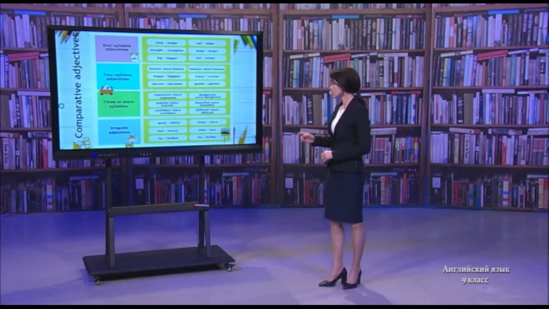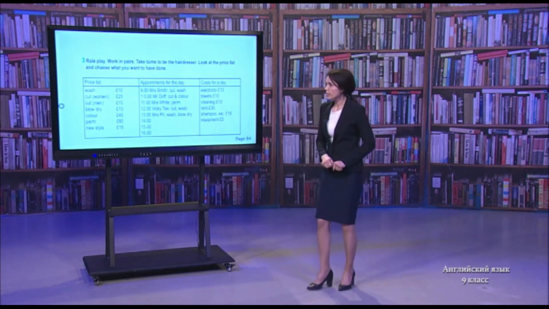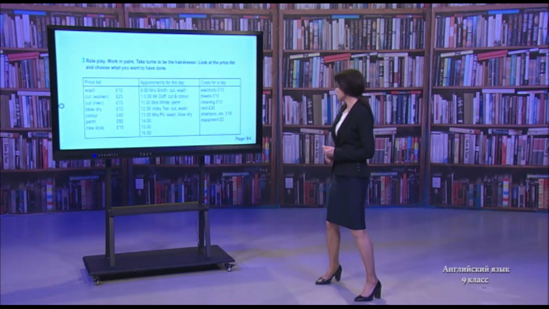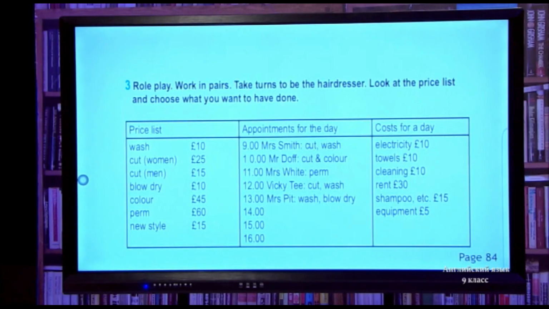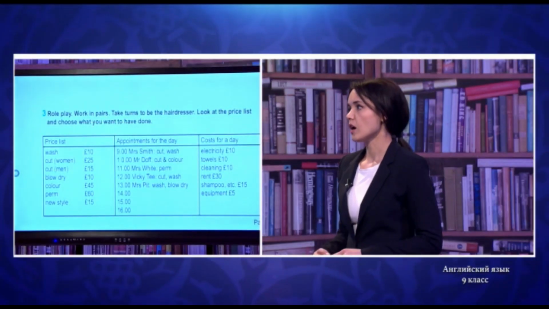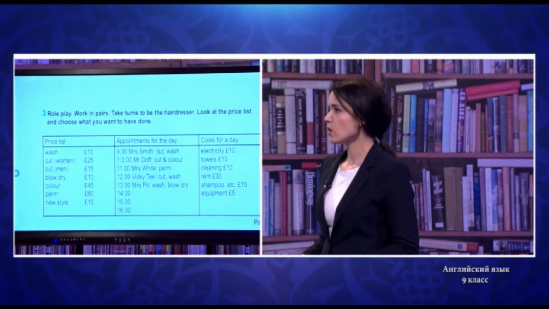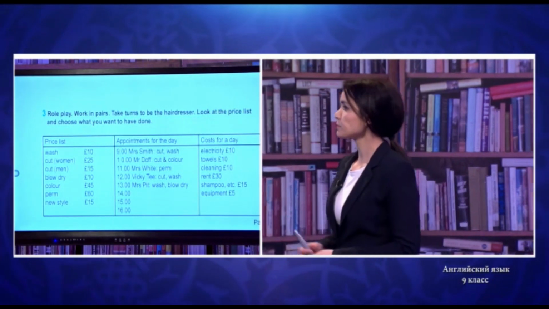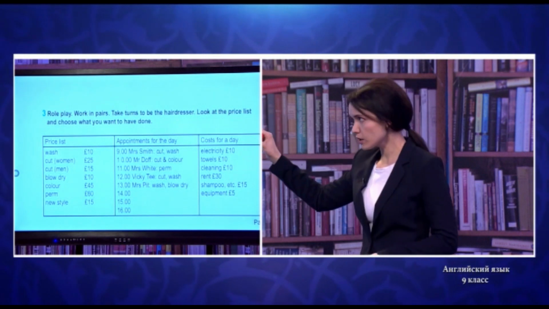And let's see, I'll take my marker. Well, if you look at your book on page 84, there's a role play. Unfortunately, we're not in the classroom, so we can't work in pairs or in teams. So let's just try to make it on our own. I'll try to explain what kind of table this is. Well, there are three columns, you see. Price list, appointments for the day, costs for a day.